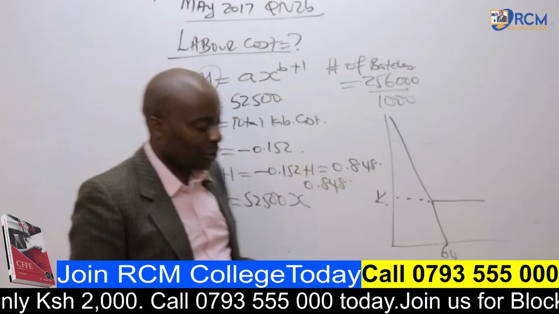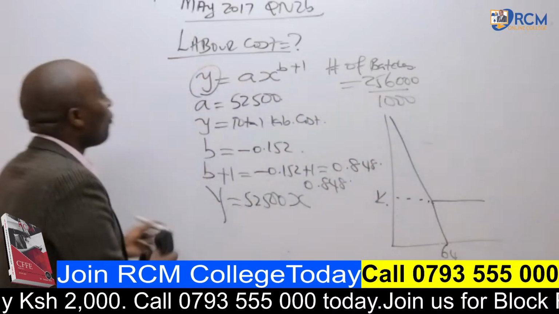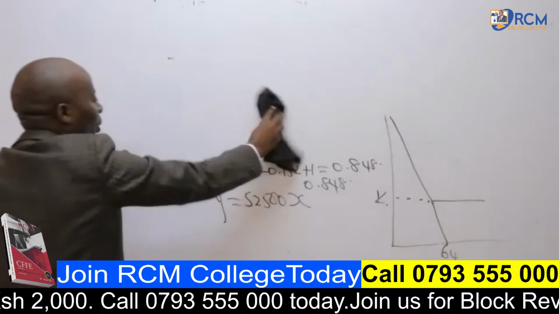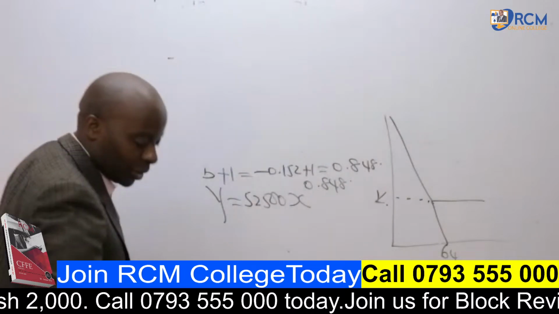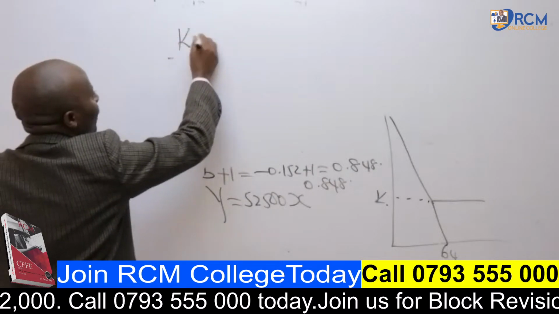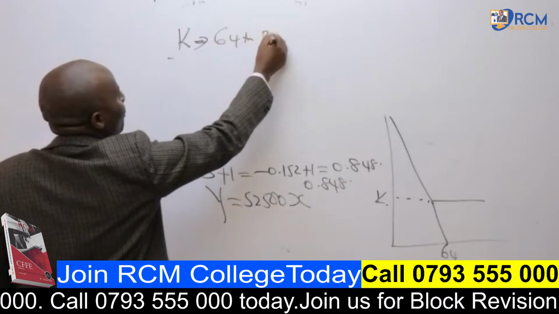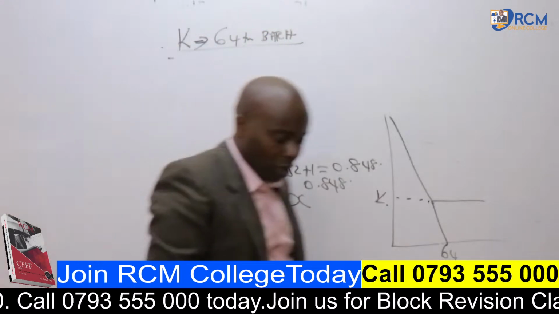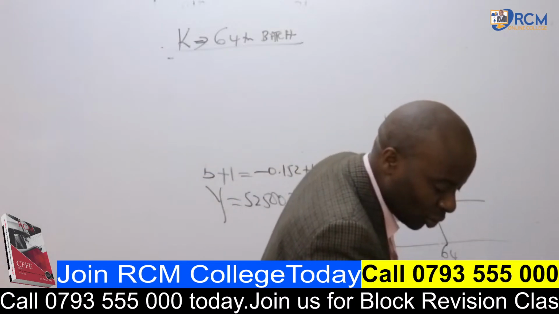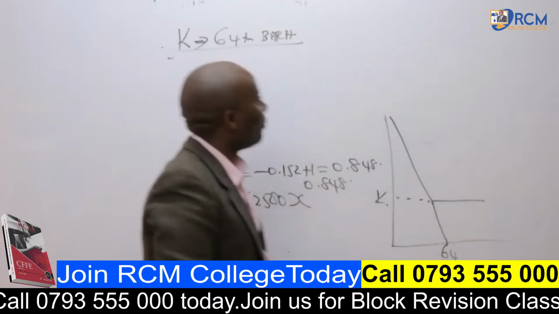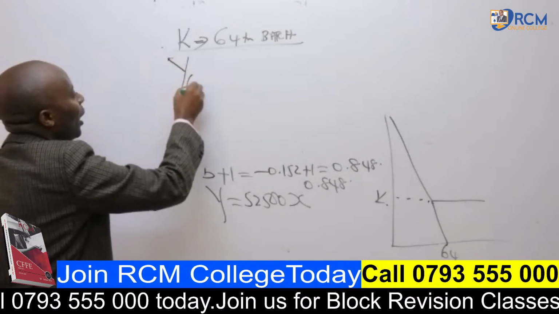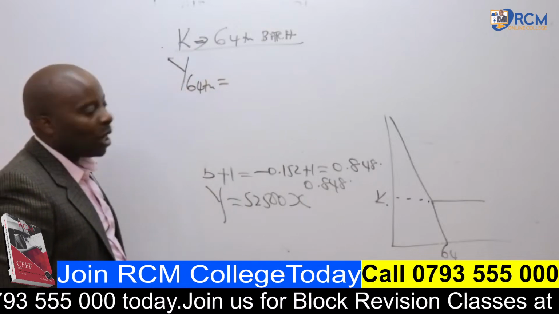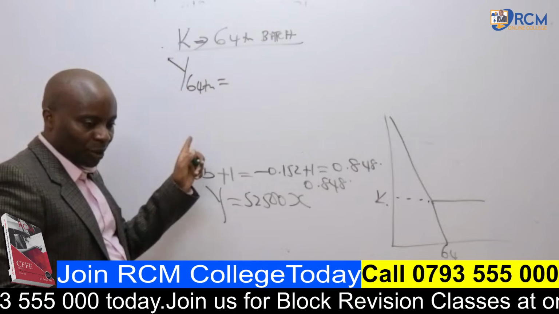The first thing that we need to do is to look for K. So how do we get K? We have our formula. What we need to know is that K is premised on the 64th batch. So if that is the case, we need Y of the 64th batch. Of course, this needs expansion. We have to expand this.